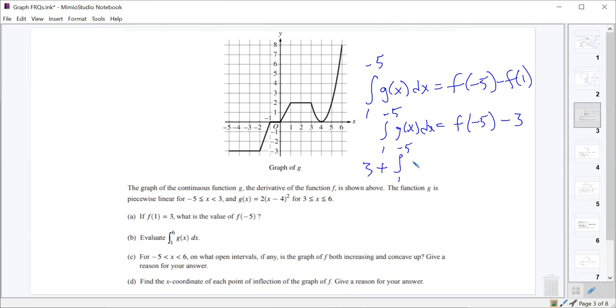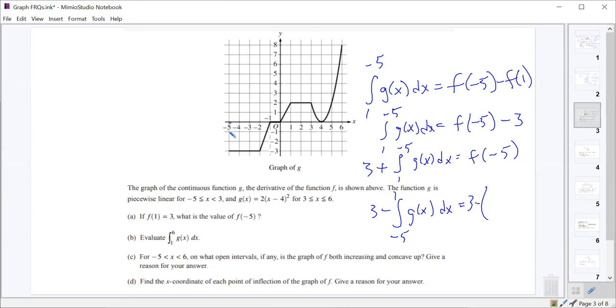3 plus the integral from 1 to negative 5 of g of x dx is equal to what we're looking for. And to find an integral from 1 to negative 5, that's going backwards. That's kind of annoying. So we could flip the limits and say 3 minus the integral from negative 5 to 1 of g of x dx. And so then we'd want to figure out what that is. And so that should be 3 minus, and what's the integral from negative 5 to 1 of g?